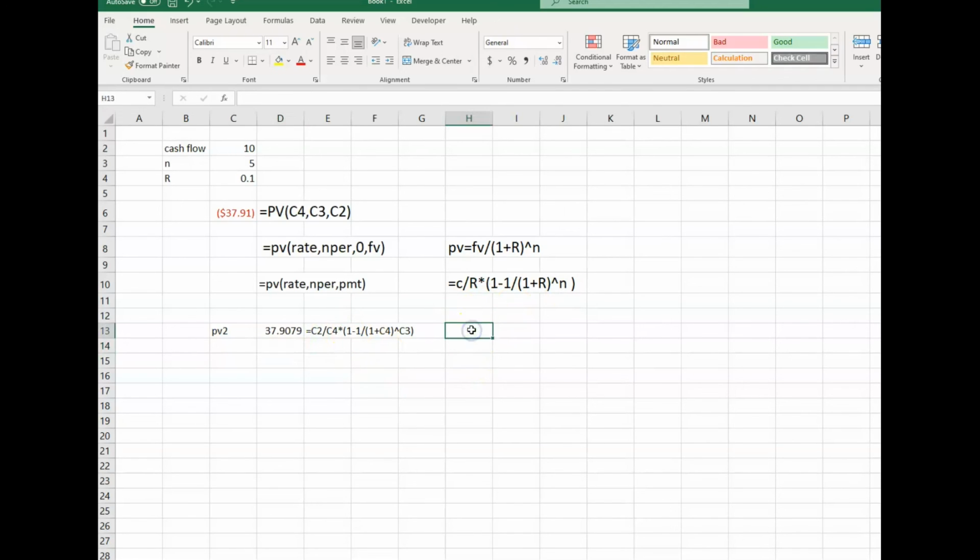So this is what I call method 2, and this is what I call method 1. Method 1 is much easier, because we apply the Excel present value formula. Alternatively, we can simply apply the formula to calculate the present value of an annuity.